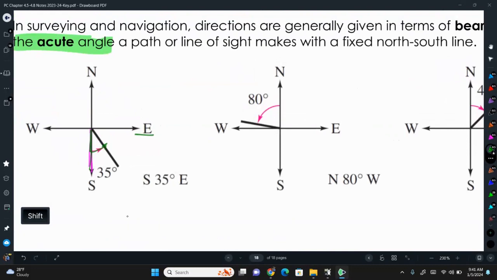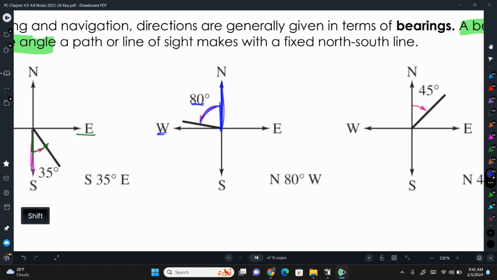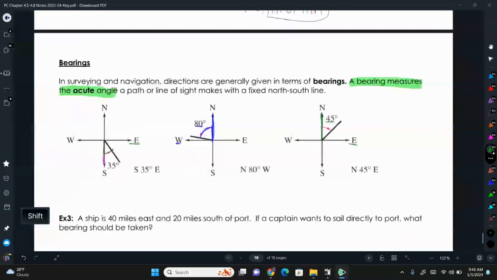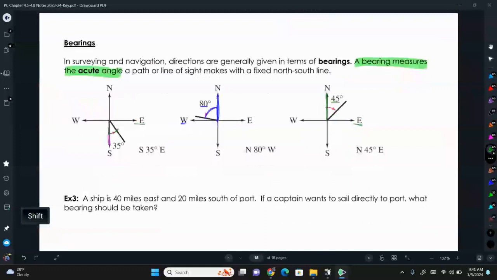Here, north 80 degrees west is that from the north line going up, we're going 80 degrees to the west. That would be our bearing. And then this one says north 45 degrees east. So from the north line, we're going 45 degrees towards the east. That's where our navigation is going to take us. So this does make it a little bit more confusing in word problems because we really again have to read and figure out what the problem is actually asking us.